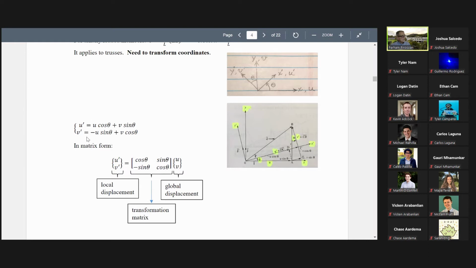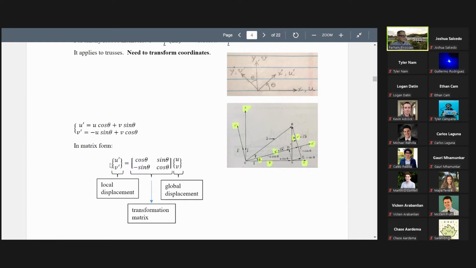Now, in matrix form, u prime and v prime we can write like this: u prime, v prime equals the matrix cosine theta, sine theta, negative sine theta, cosine theta, times u, v. That's what we wanted. Primes, with prime means local. Without prime means global, with respect to the global coordinate system.